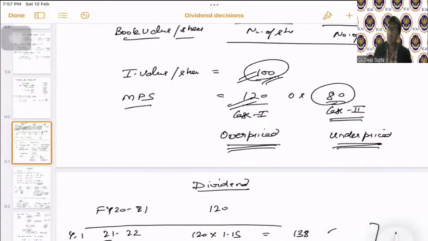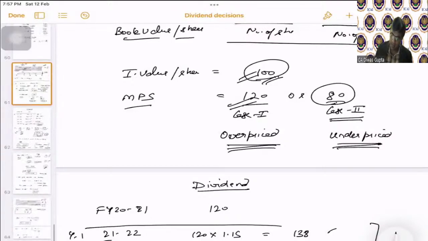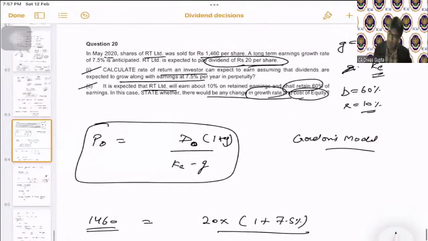Okay. Yes, Gajar and Sandeep. Okay, Vrinda, I hope you're asking about this. Now, the question number 20, second part. Khushi is asking again about question number 20, second part. Okay, Khushi, let me repeat that.